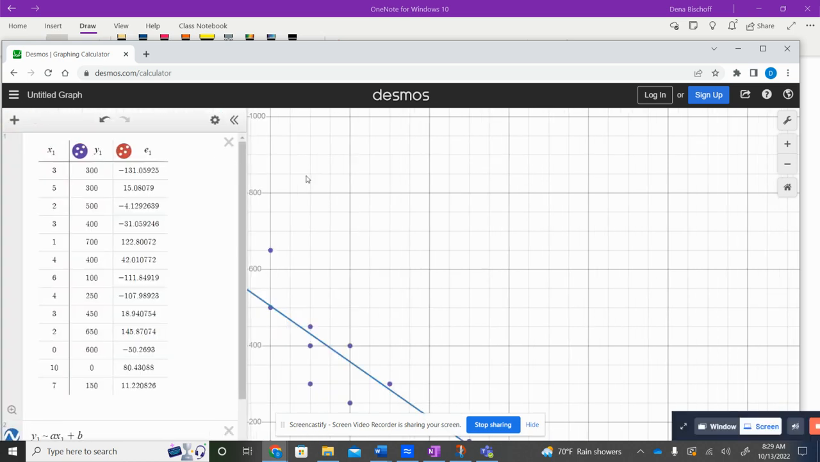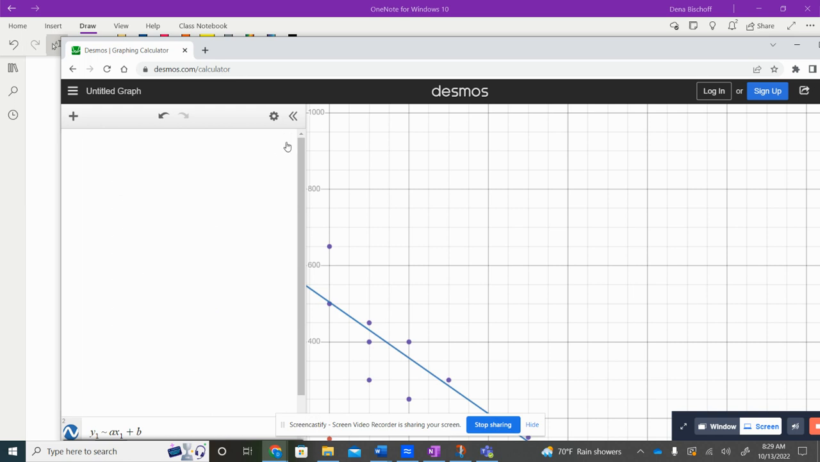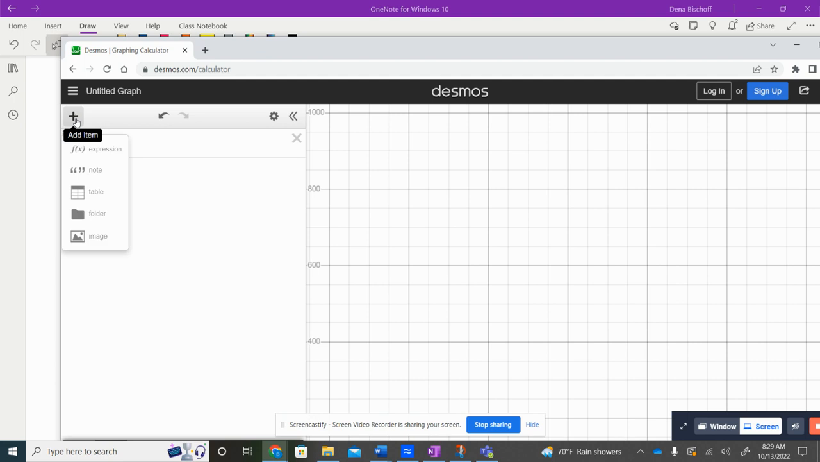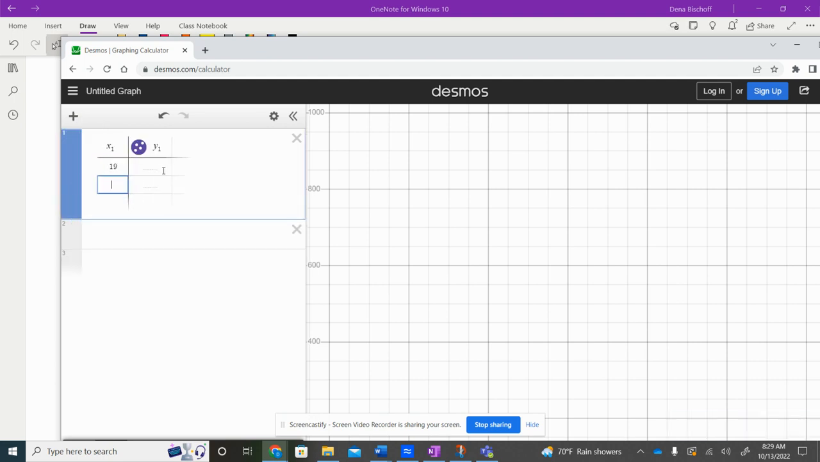I'm trying to get rid of this. I don't remember how to do that. What am I hitting? I got you. Thank you so much. It was shrunk up, I couldn't see that. So we're going to add another table, and I'm going to put in my x's first.